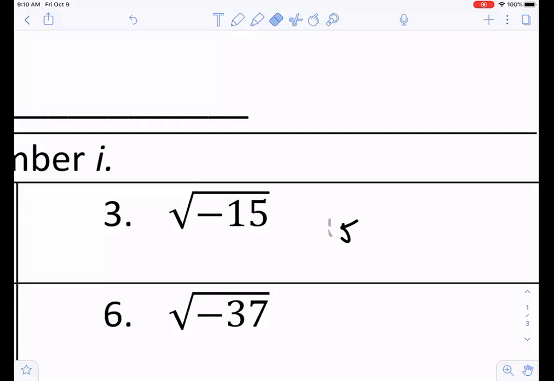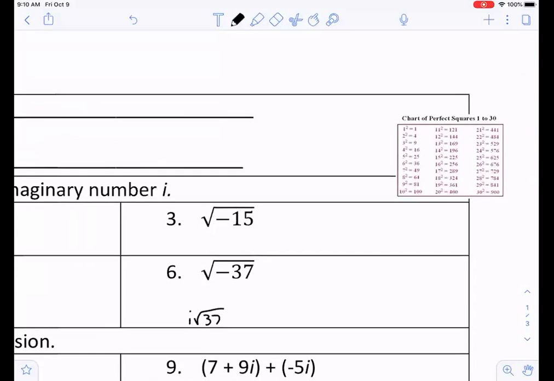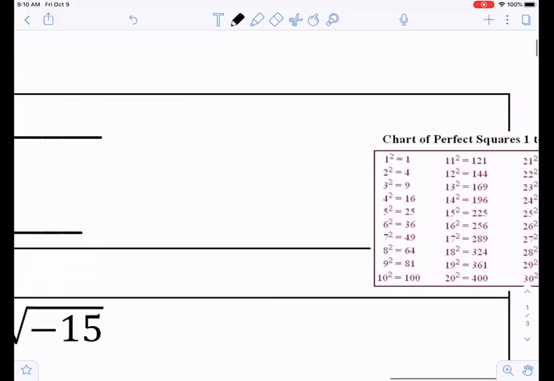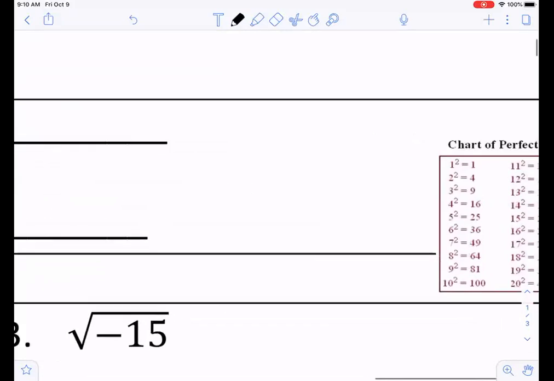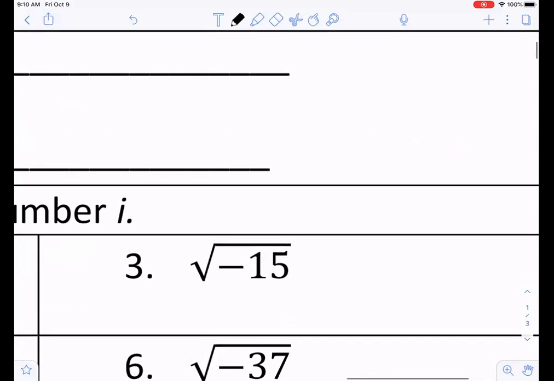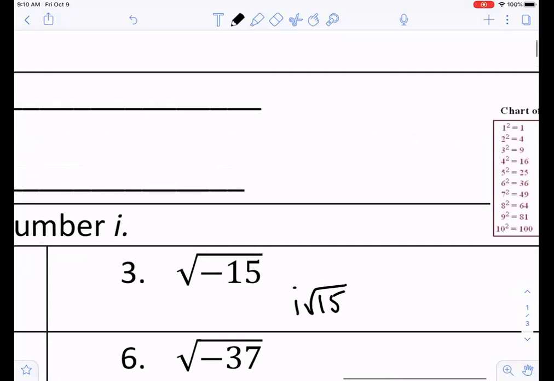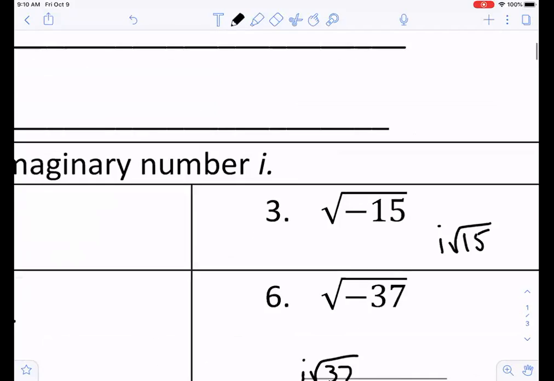Is there any perfect square that goes into 15? Any of those numbers that goes into 15, like 9 or 4? Those would be your only ones. Does 9 or 4 go into 15? So there's nothing you can take out. The only thing that you can take out is an I. So it's I squared root of 15. Perfect.